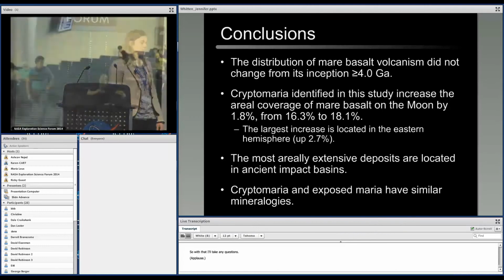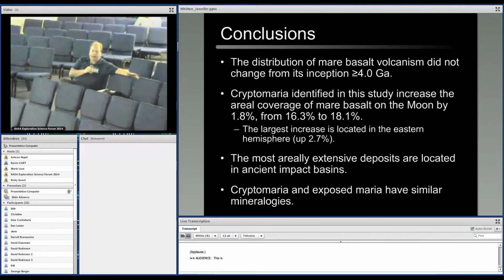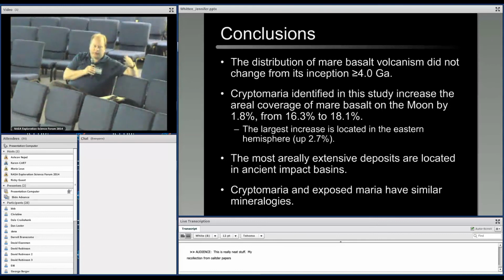So this is really neat stuff. My recollection from older papers is that Graham Ryder was always looking for the oldest Cryptomaria, and he was looking for little clasts that were maybe in breccias we had from older samples and the rest. I don't remember what ages that material, if they found any, had. I think it was very, very limited, which would suggest we wouldn't have a lot of ancient Cryptomaria. But do you have a comment on that?